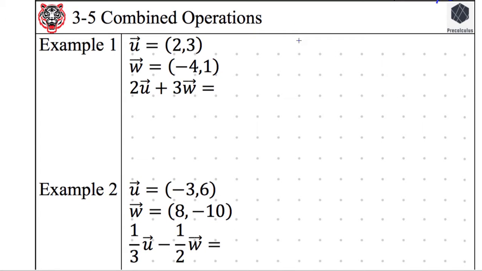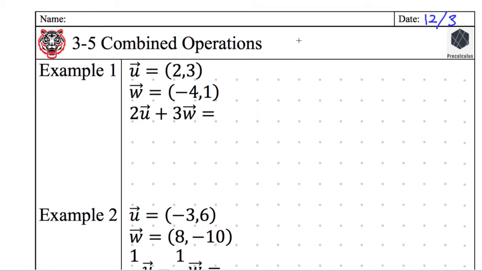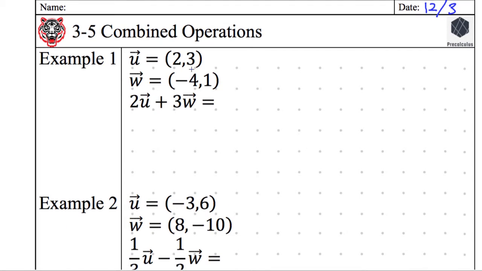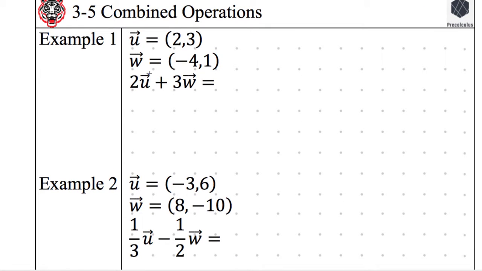All right, so these are pretty straightforward, as long as you remember your vector operations from all of your previous lessons. So 2u plus 3w, how do I do that? Well, first I need to multiply 2 times u, then multiply 3 times w, and then I add them. So here's how you show your work.